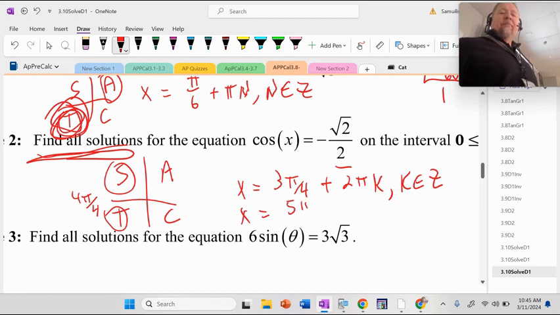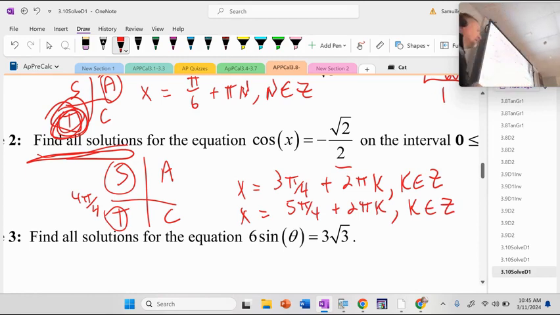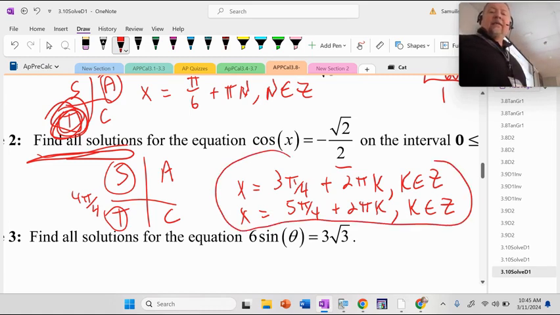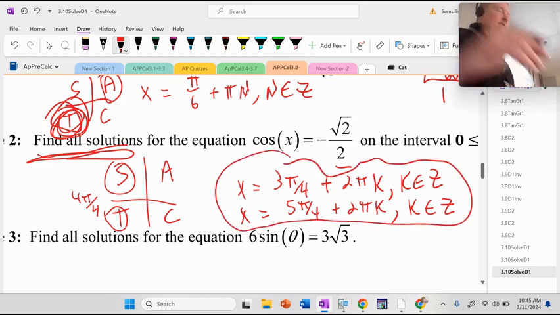Forwards pi over 4. Same generator on there. K is an element of integers, K-E-Z. Okay? So that's all, and all. Got another all coming up here. Okay, and then circle that up. Again, the period of cosine is 2 pi, so just tacking 2 pi's on should be fine for all solutions.